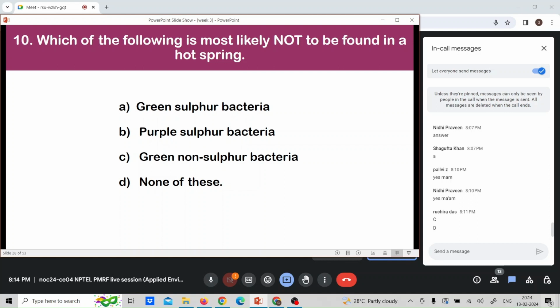Okay, I guess there is no clue what characteristic of the bacteria makes it survive in a hot spring. So the answer here is that green sulfur bacteria is most likely not to be found in a hot spring. We'll discuss the answer in the next live session, next week, okay? Before that, I request you all to go back and see what the properties of these bacteria are and why green sulfur bacteria is most likely not to be found in a hot spring. Is that fine?